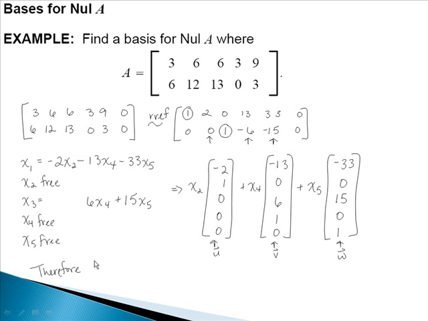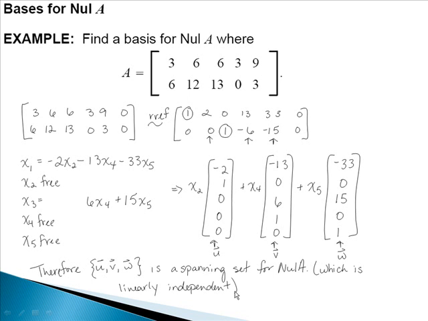So therefore we see that the set of these three vectors, u, v, and w, is a spanning set for the null space of A. In section 4.2, the last section we looked at, we saw that this set is linearly independent, and since it's a spanning set, it spans the null space, then it is a basis for the null space. And remember, we're talking about the set of our vectors u, v, and w, which we defined here. These vectors are a basis then for the null space of A.